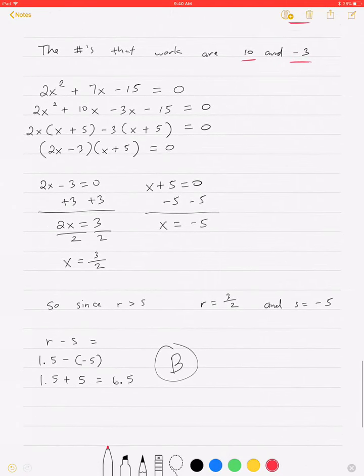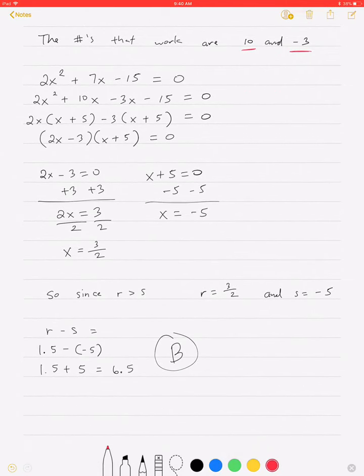So think back to factoring. I rewrote the original problem, and I'm using the 10 and the negative 3 right here in order to help factor. You go through the rest of the problem, and you'll get it factored: 2x minus 3 and x plus 5.